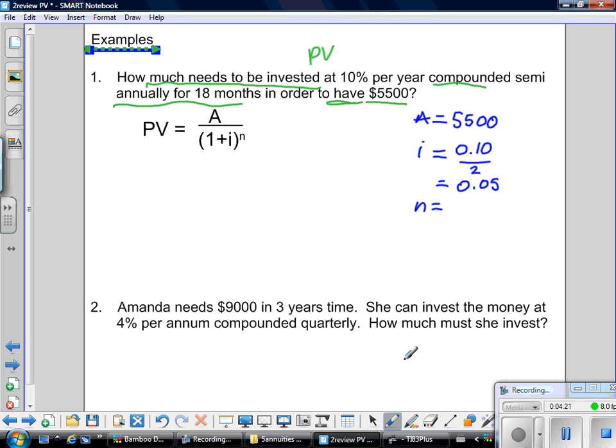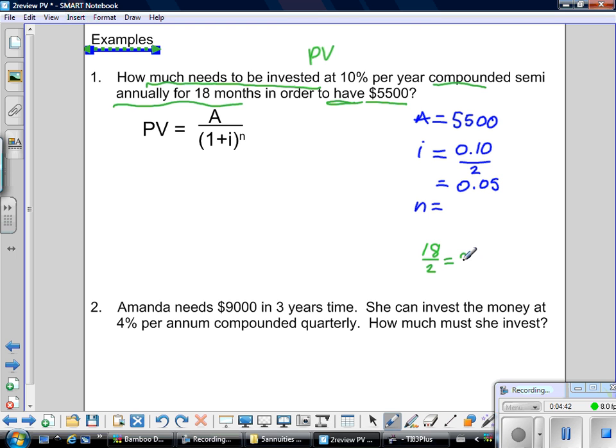Now, before I actually put that down, let's think about that for a second. If I had put 18 and divided it by 2 because it's semi-annually, that would tell me that they're going to pay me interest 9 times. Now, is that really what's going to happen here?